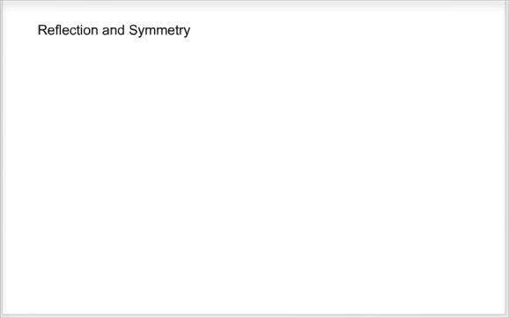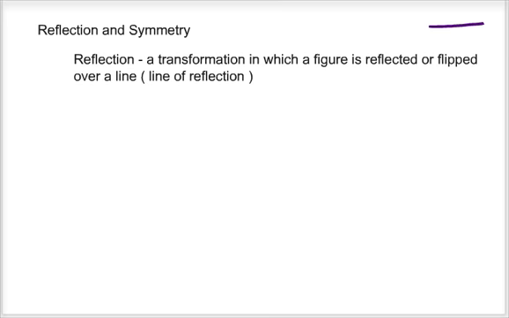Okay, today is Reflections and Symmetry, and go ahead and put your date in the upper right-hand corner of your paper. We're going to start talking about what is a reflection. A reflection is a transformation, it's a type of transformation, in which a figure is reflected or flipped over a line. And the line that's reflected or flipped over is called the line of reflection.